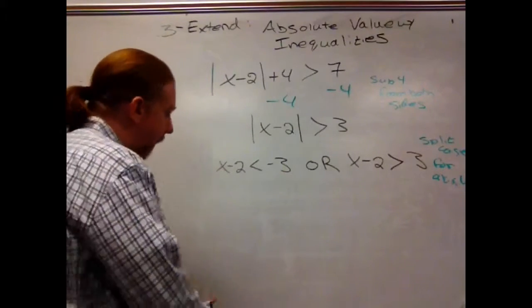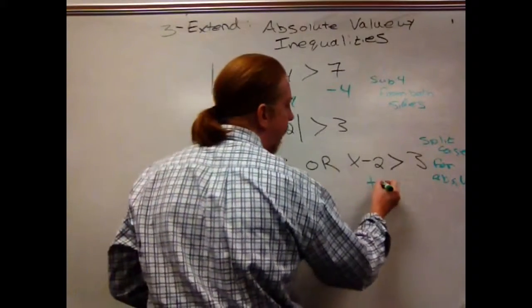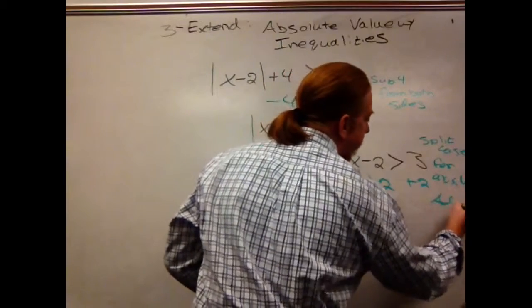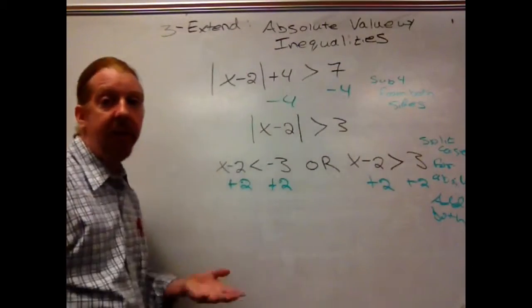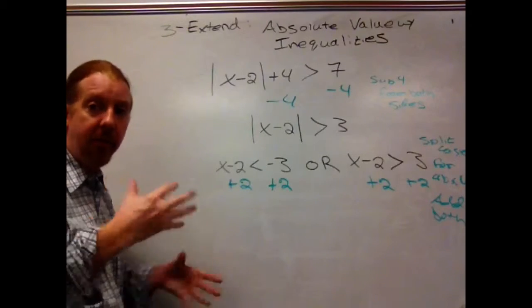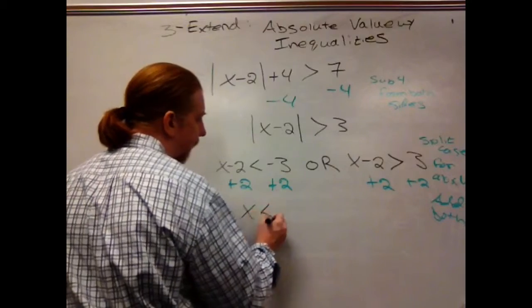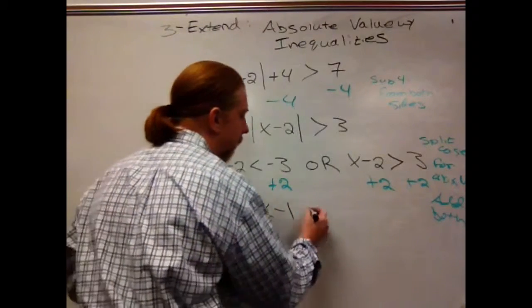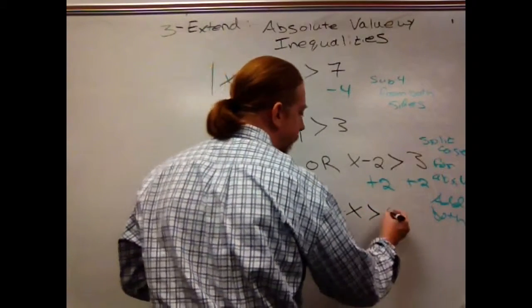Now let's finish off the problem by adding 2 to both sides. I'm doing that in both of my inequalities, because it's the same thing for both of them. So I'm adding 2 to both sides of that inequality. This gives me x is less than negative 1, or x is greater than 5.